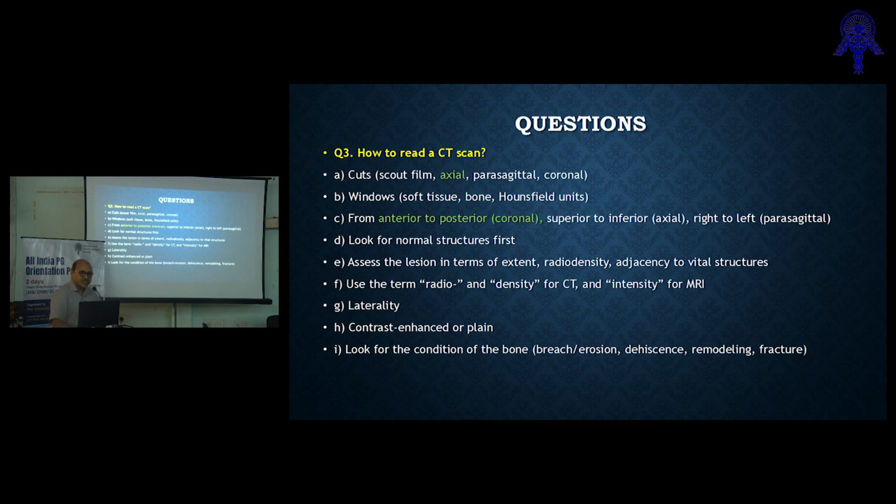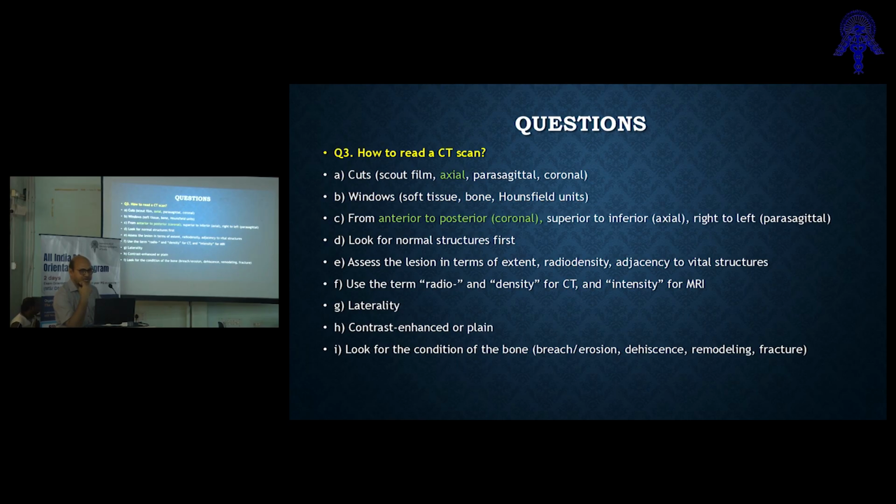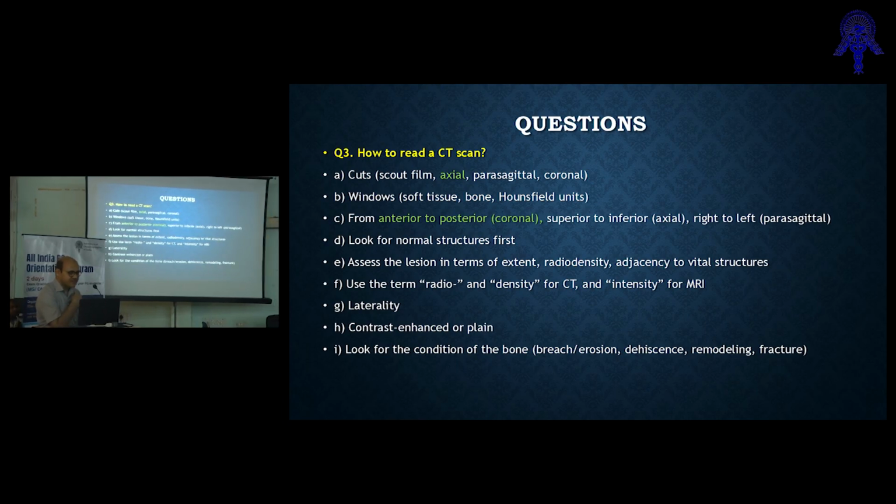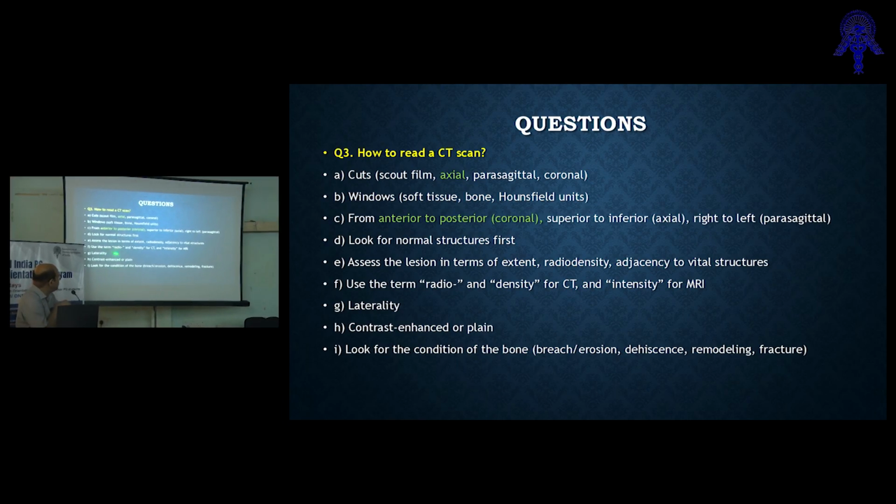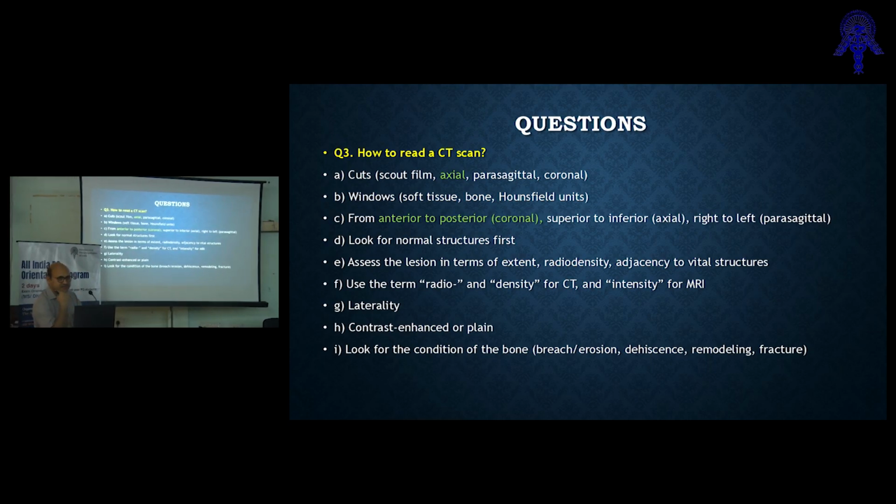Next, assess a lesion in terms of extent, radiodensity, and adjacency to vital structures. This we have covered: the orbit, the brain, or extra-nasal cavity involvement like the pterygopalatine fossa, infratemporal fossa, etc. Use the term radiodensity for CT scan and intensity for MRI. These are very common slips of the tongue, but keep this in mind: when describing MRI or CT scan, you have to mention these adjectives.